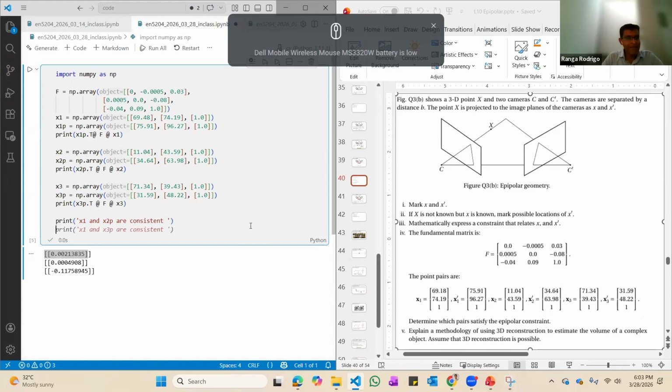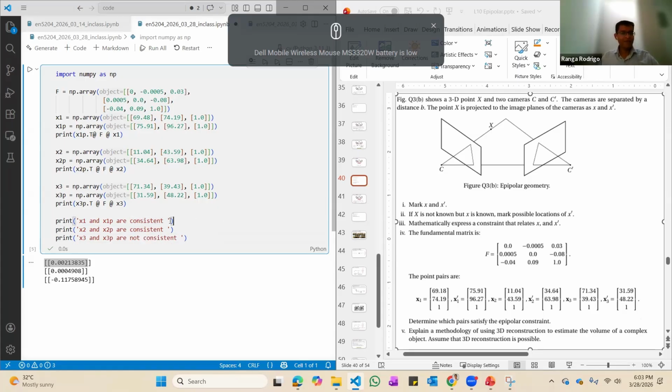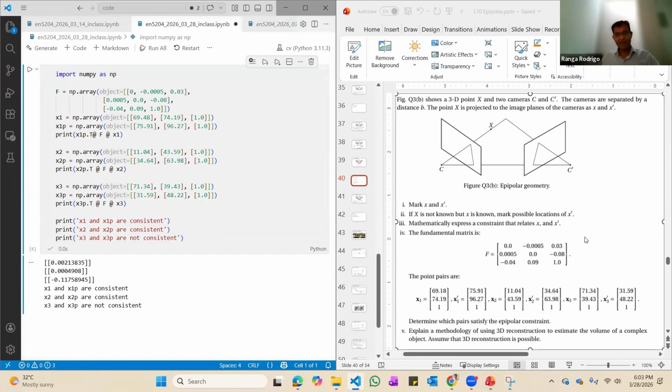Consistent: x1 and x1 prime are consistent. X2 and x2 prime are consistent. X3 and x3 prime are not consistent. Because I gave you an inconsistent one, you know the others are consistent. Otherwise, you don't know with what threshold you should compare. That's the answer to this question. I hope that now it's clear how to find the consistent points in the fundamental matrix. That consistency means the second point is found on the epipolar line.